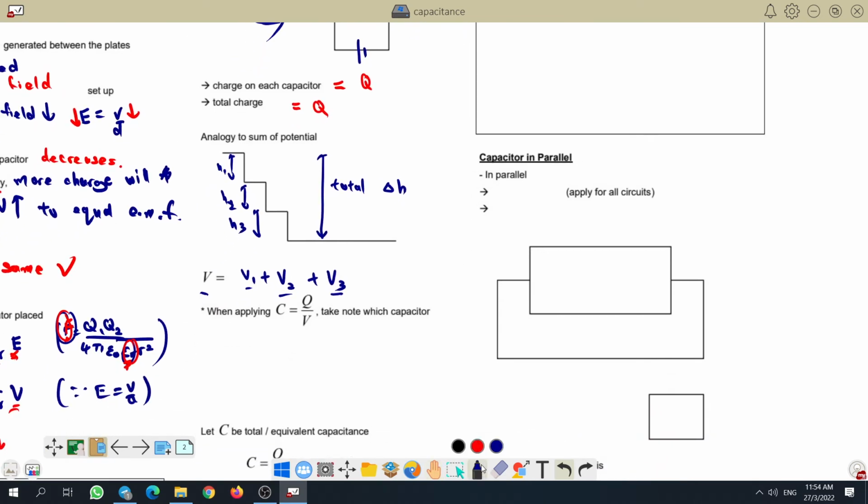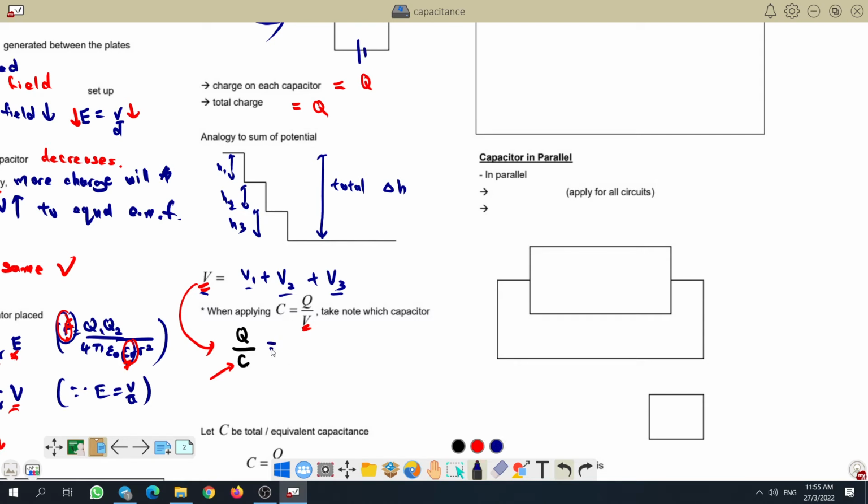Okay, so now we want to find the formula. So we just apply C equals Q per V. So what is the big V? What's the total V? Total V, or equivalent V. So V equals Q per C, where C is the total C. This is total, this is total, this is total.